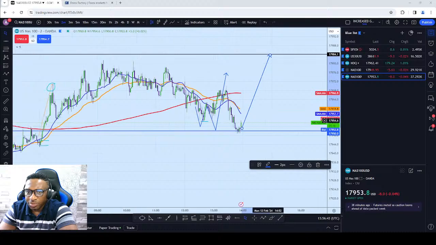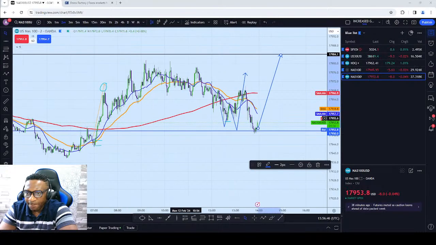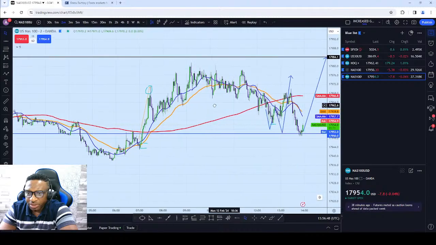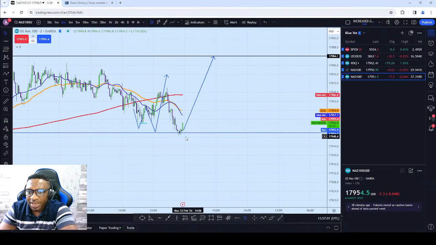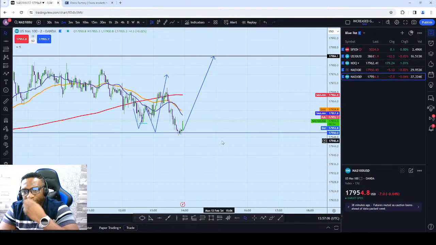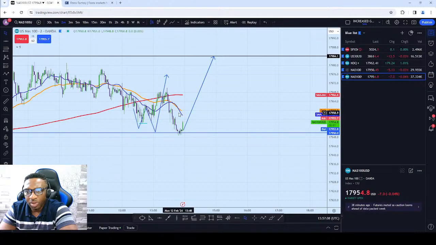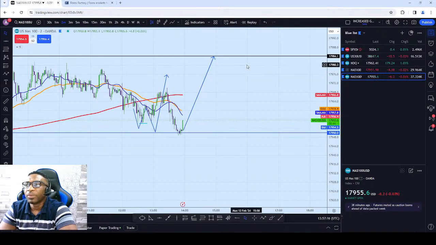So currently using the trading range strategy, it's just been rejected from this level, heading towards up. Price has just taken out this last purple candle. So hopefully it pushes up above and then continues to the upside on NAS.